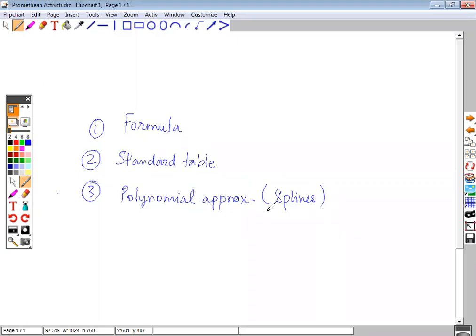I was trying to find a way to intuitively explain to you what spline means, but I guess we'll see how well I can do that. All right, so these are the three methods that we'll be studying.